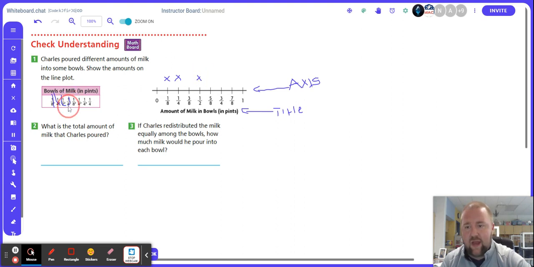The 1/4 again. Now I have another 1/4, so I'm going to put that above the 1/4 there. All right. I have 1/8 again, so I'm putting an X above the 1/8. Then 1/4, 1/4, 1/4.